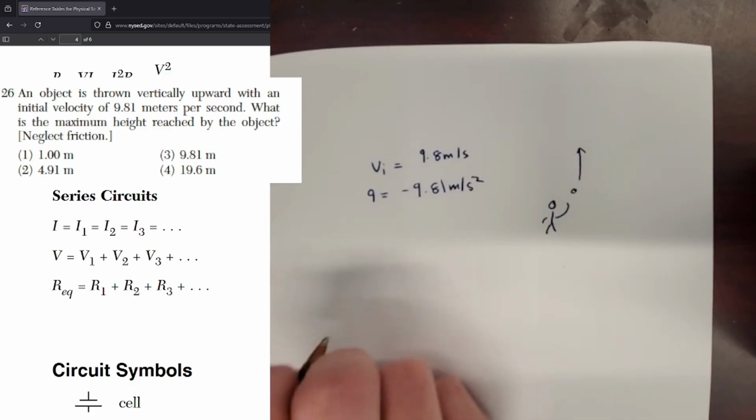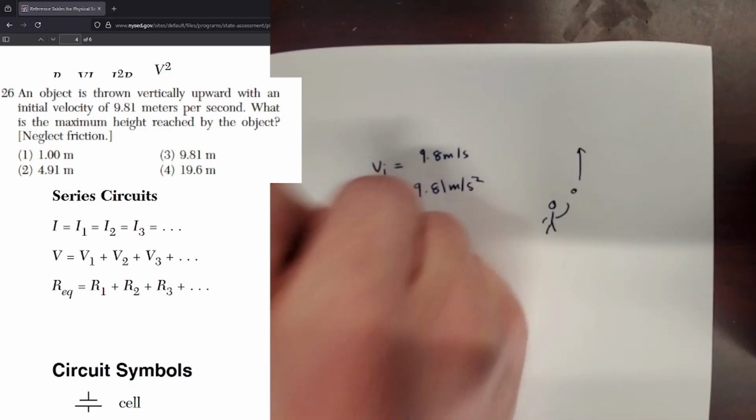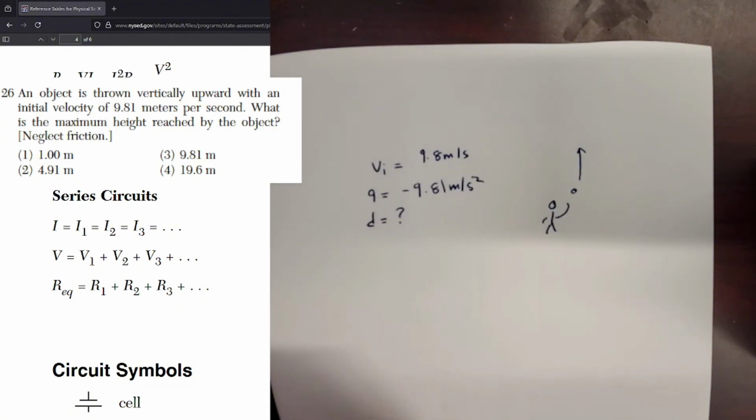So what else do we know? We want to find the height. In other words, we want to know the distance it traveled. How high up did it go? What distance vertically did it go?